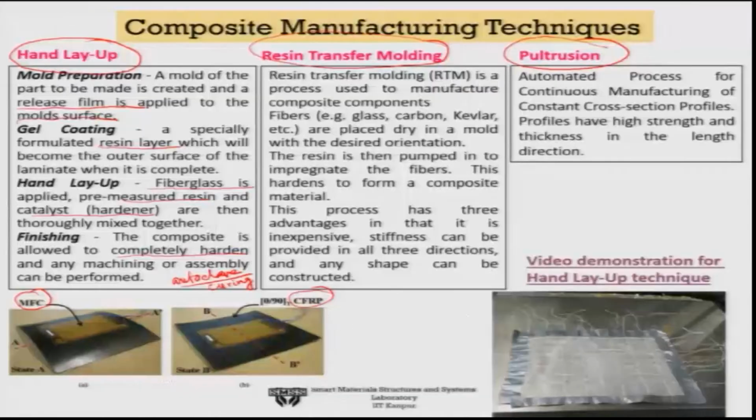The second one in terms of composite manufacturing is resin transfer molding, and in this resin transfer molding process, what we do is that we first make the preform of the fiber and then place this whole thing in a dry condition in a mold, and then you pump the resin to impregnate the fibers. So, this is the way you can actually make quick prototypes, etc.